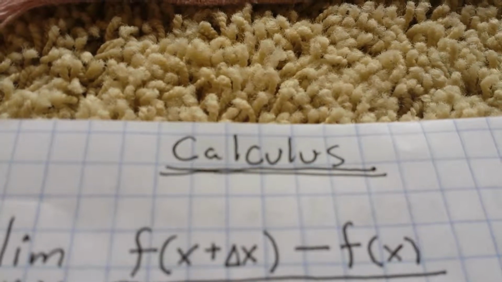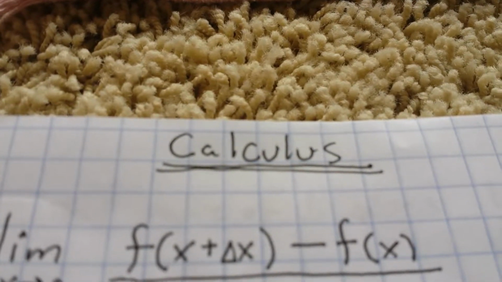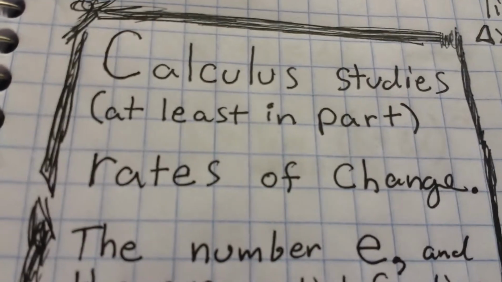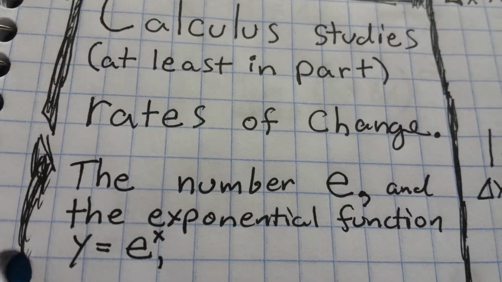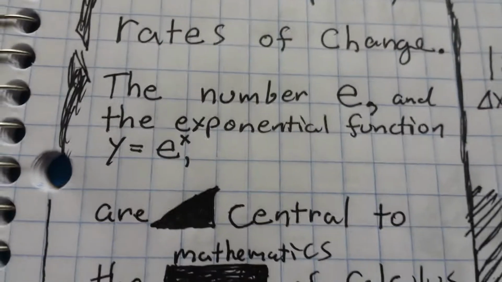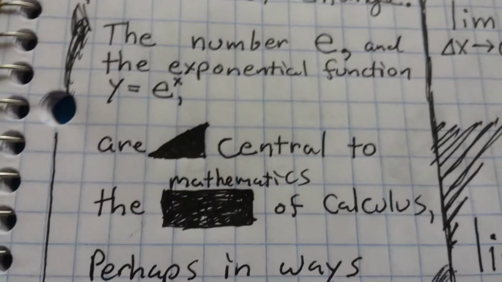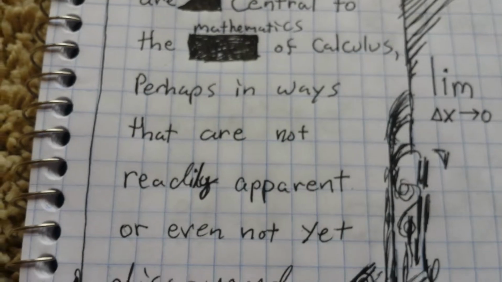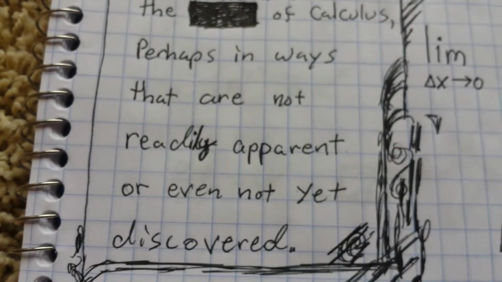This section of my talk on the number e is going to focus on calculus. Calculus studies, at least in part, rates of change. The number e and the exponential function y equals e to the x are central to the mathematics of calculus, perhaps in ways that are not readily apparent or even not yet discovered.